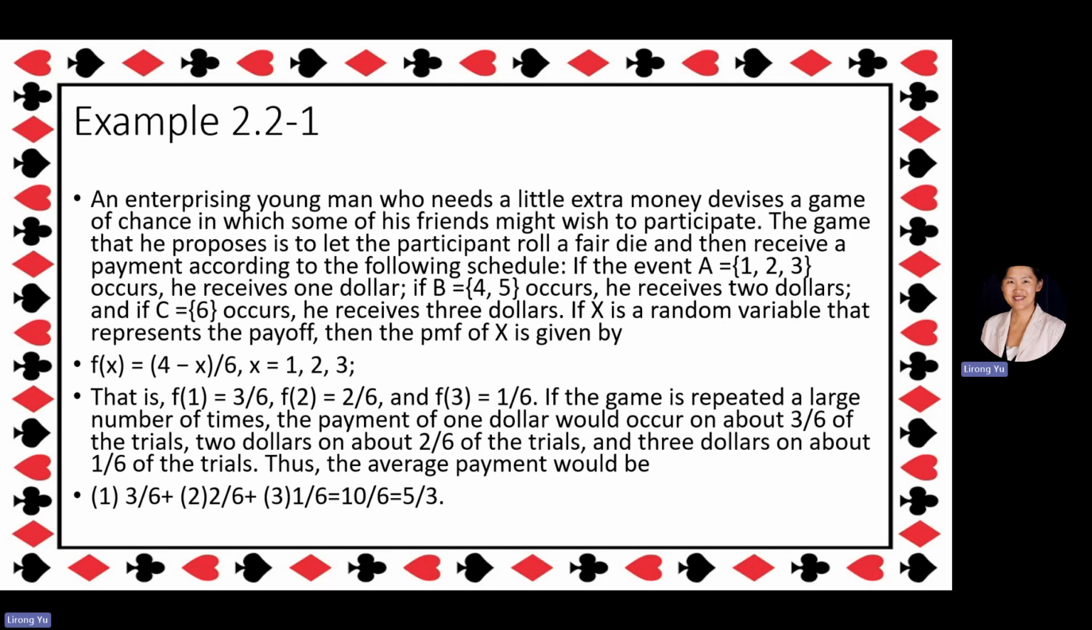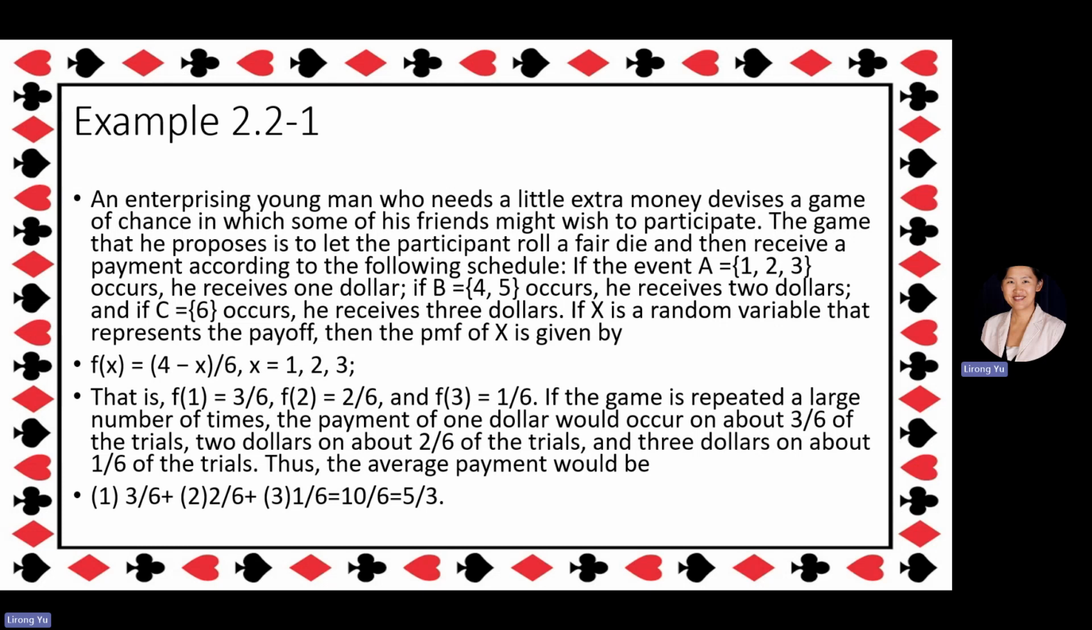So this is a game using a fair die. You receive a payment according to the outcome of the fair die. If you got 1, 2, 3, you receive $1. If you got 4 and 5, you receive $2. If it's 6, you receive $3. So X represents the dollar amount, it's either 1 or 2 or 3. Okay. And so now the question is, what is the average payment?